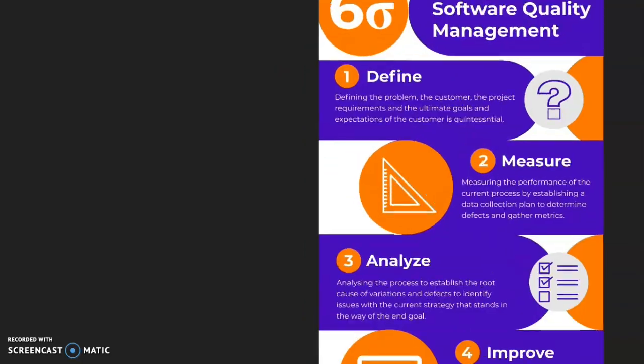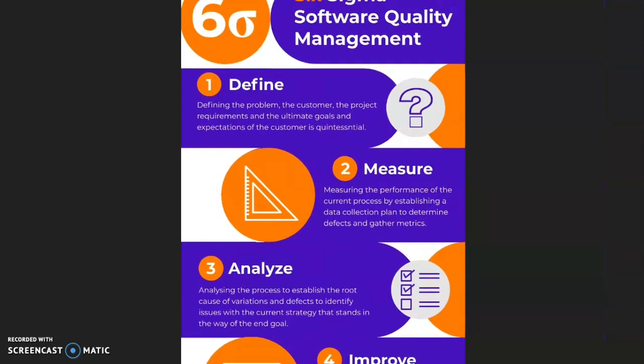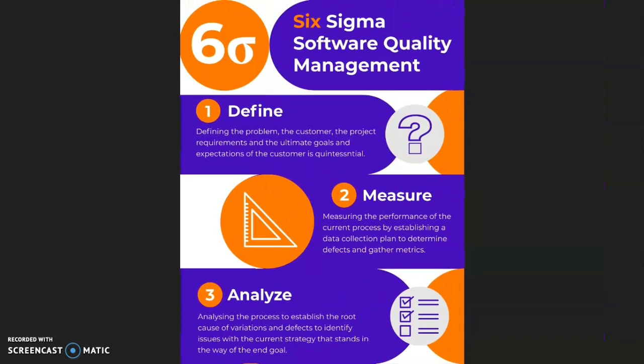I am going to speak upon the first three steps, that is define, measure and analyze of the Six Sigma software quality management. DMAIC refers to a data-driven improvement cycle used for improving, optimizing and stabilizing business processes and designs. The DMAIC improvement cycle is the core tool used to drive the Six Sigma projects. The first step here is define.